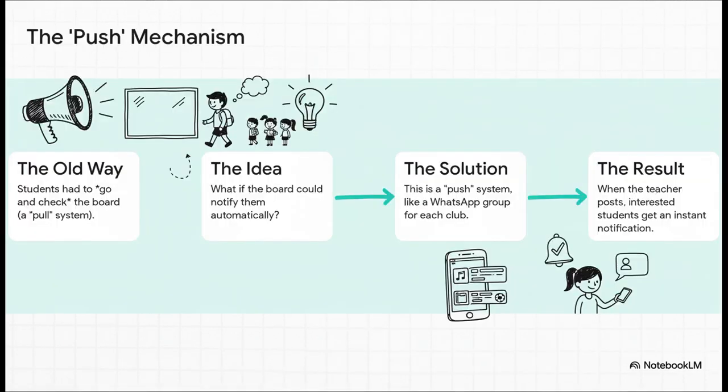Now let's level up our school story for a minute. In the original version, students had to physically walk over and check the board for news. In tech terms, we call that a pull system. They have to actively pull the information. But what if the notice board could automatically tell them when there was a new post? That would be a push system. And the perfect modern example is a WhatsApp group. The teacher posts a message and boom, every student in that group gets a notification instantly. The info is pushed right to them.